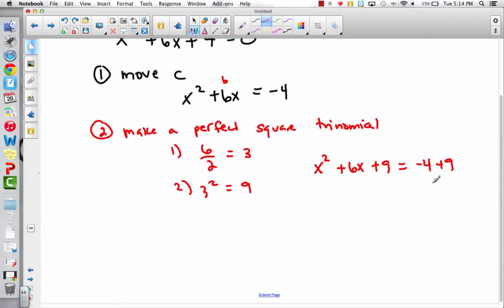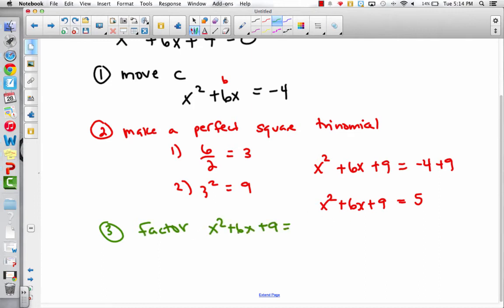Okay. When I simplify this, I get x squared plus 6x plus 9 equals positive 5. Negative 4 plus 9 is positive 5. Well, from here, step 3 is to factor. So on the left side, we want to factor. And this is going to make it really easy for us to use our square roots. So if we factor a perfect square, remember it's x plus 3 and x plus 3 equals 5.